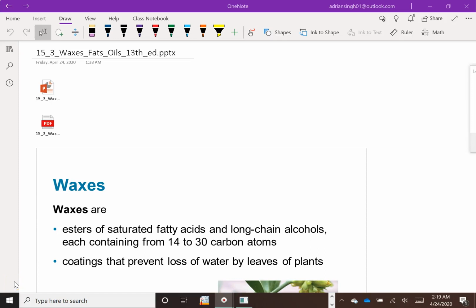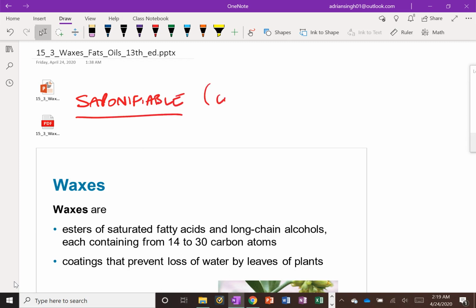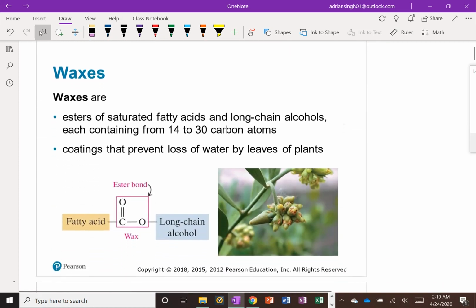Alright, so in this next section we're going to take a look at the first types of lipids that are saponifiable, which means that they contain ester bonds. The first ones we're going to take a look at are the simplest ones, which are called the waxes.